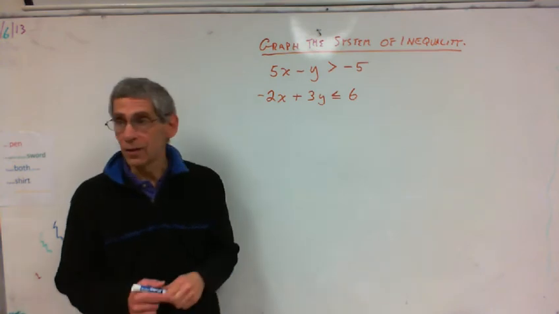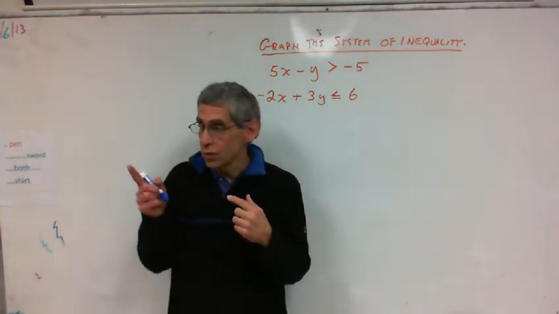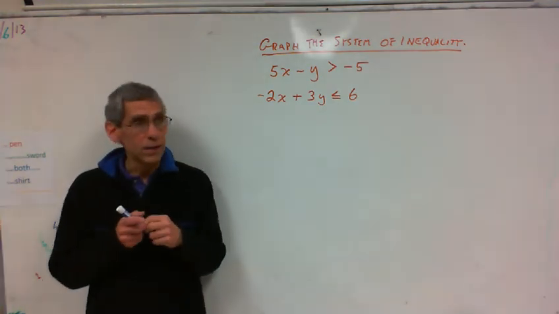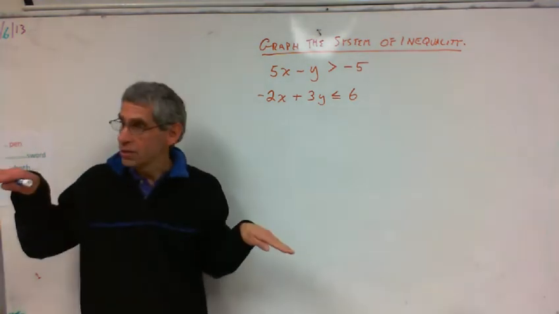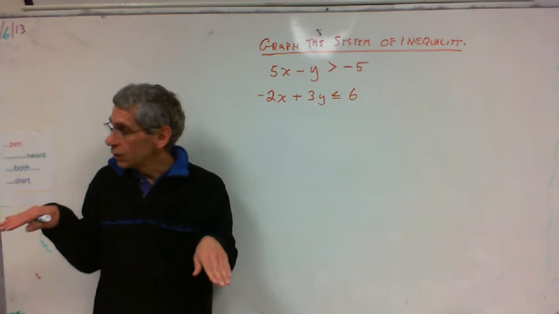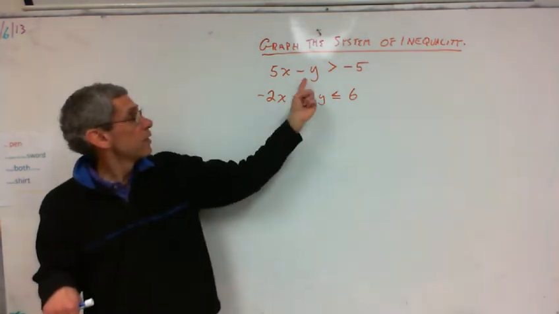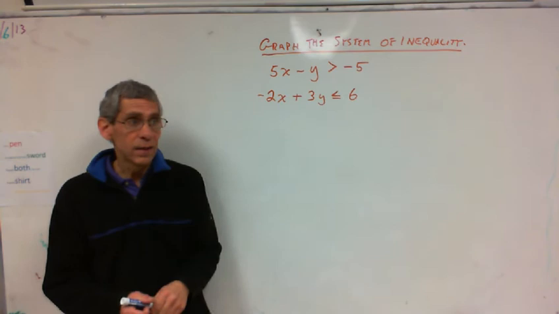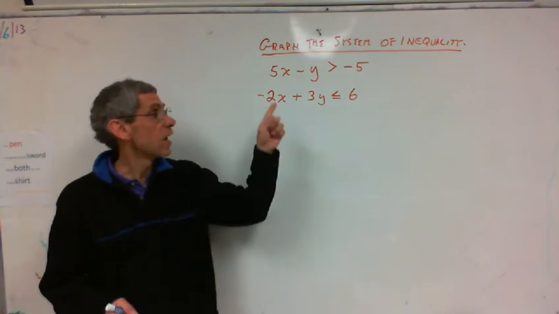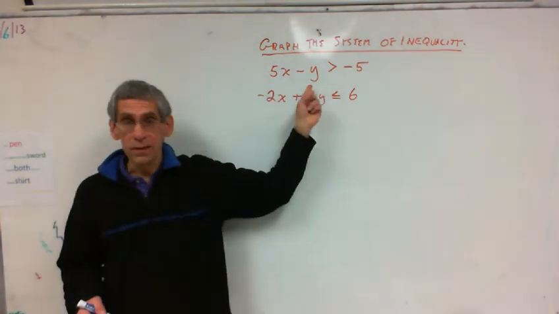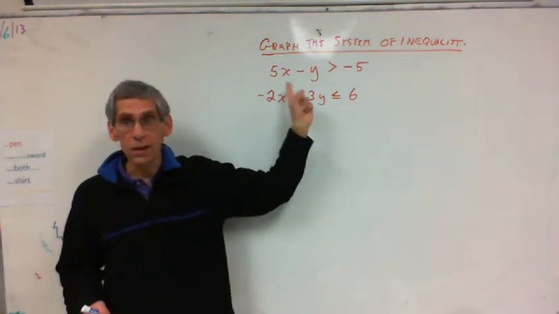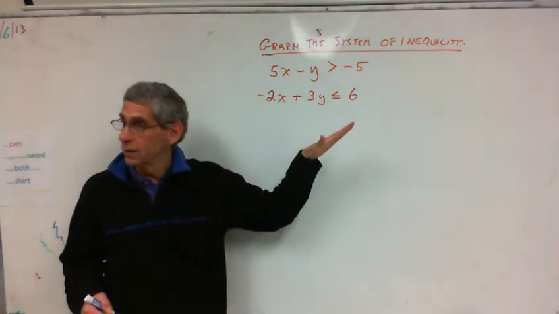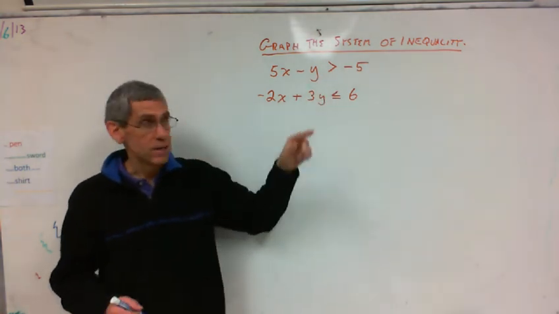And the two things are, number one, when you draw your line, that line has to be either solid or dashed. And you have to know which one it is. If it says just plain old greater than, then it's going to be a dashed line because it does not equal the line like it does on an equation. It doesn't equal that line, so you can't make that line solid because that would mean it equals that line. You have to make it dashed.